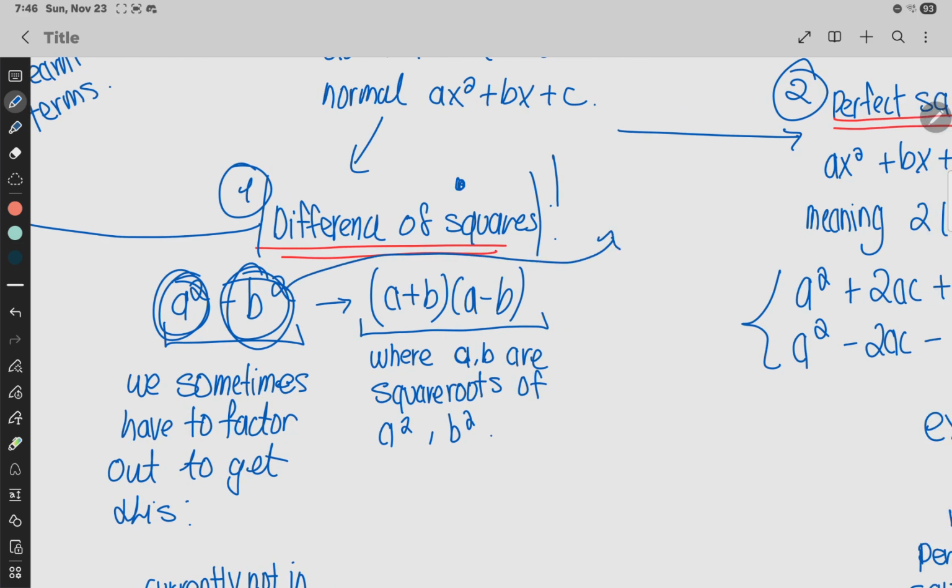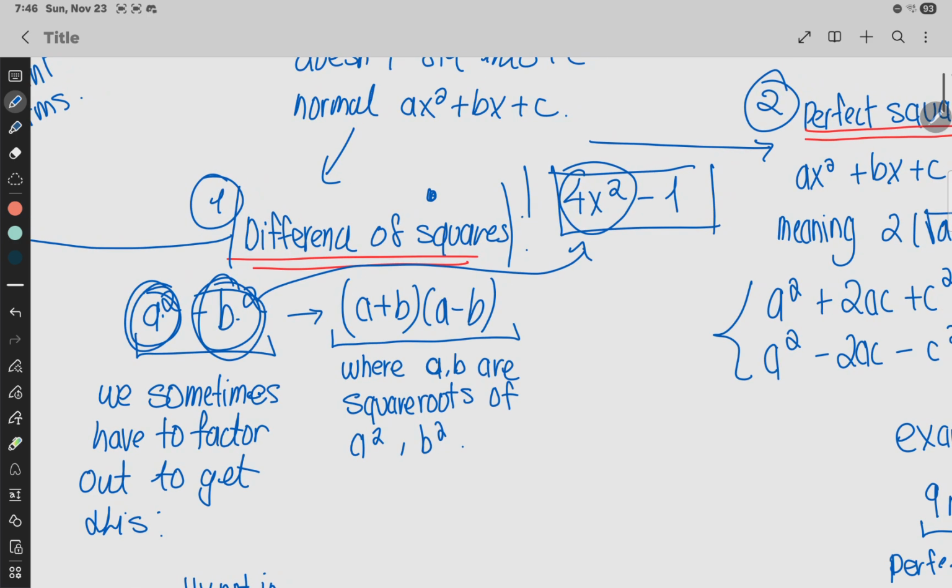a and b are just numbers, with a usually having a variable, and b can sometimes have a variable. But it can be like 4x squared minus 1. This is a difference of squares because 4x squared is a perfect square, right? The square root of 4x squared is just 2x. And 1 is also a perfect square. So the square root of 1 is 1. Okay? So that's essentially what the difference of squares looks like.